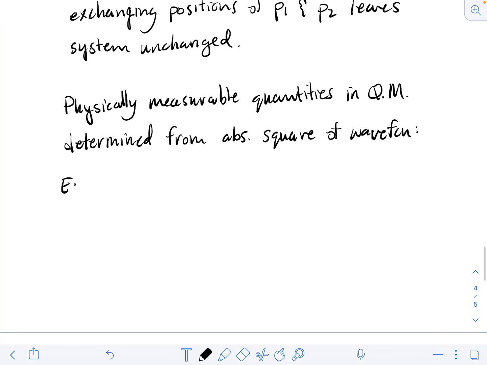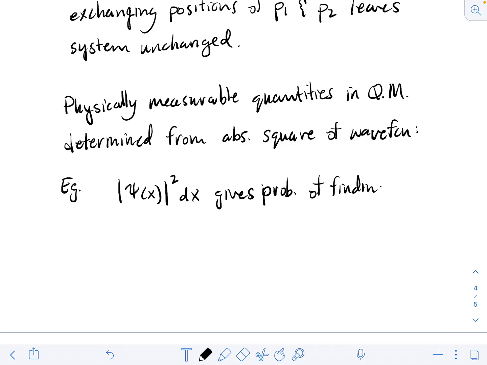So you're familiar with some examples of that. If I was to evaluate the wave function for some particle and I squared it and multiplied by dx, what this tells me is the probability of finding the particle between x and x plus dx. Okay, so that's something you could do.